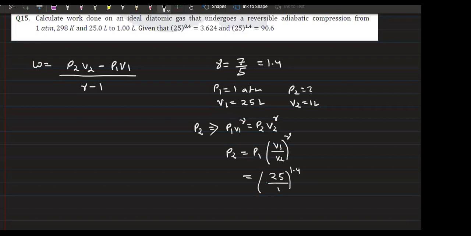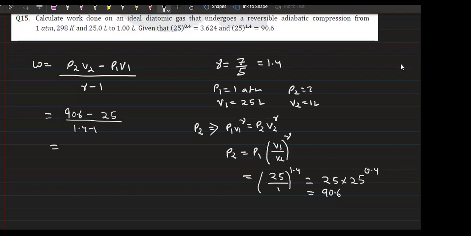So 1.4 can be written as 1 plus 0.4. So this can be written as 25 into 25 to the power 0.4. Why? Because this value is given and our total value is also given. So it is given as 90.6. So P2 is found. Now we just put in the formula: P2 V2, where P2 is 90.6 and V2 is 1, so 90.6 minus P1 V1, which is 1 times 25, divided by gamma minus 1, which is 1.4 minus 1. If you solve, you will get the answer.